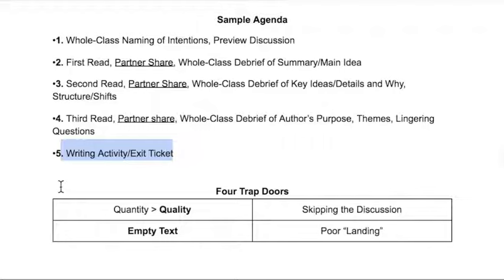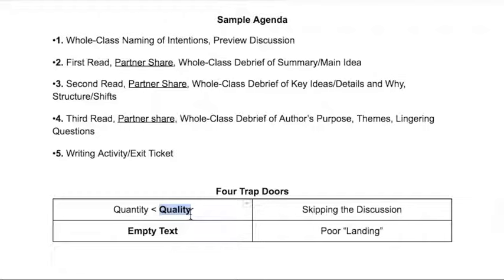There are four trapdoors I just wanted to make mention of before releasing you to try it out and plan your own lesson. First thing is, and I've mentioned it multiple times in this video, if you pick a long text, you're not going to have time to read it at a quality level. So quality actually matters more than quantity in this case. You want to make sure it has a lot to say, and that matters more than the length of the text itself.